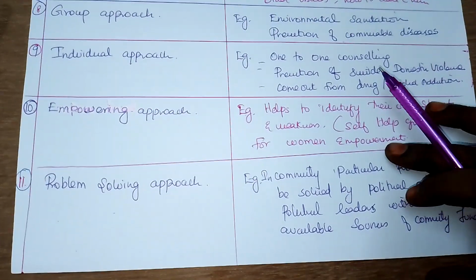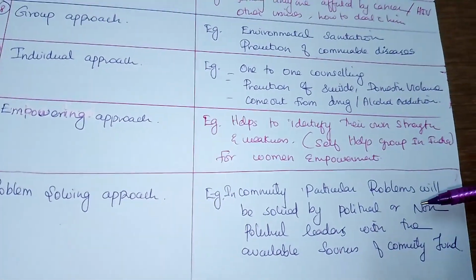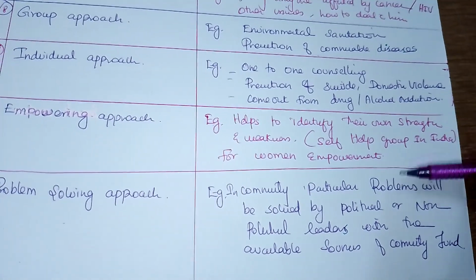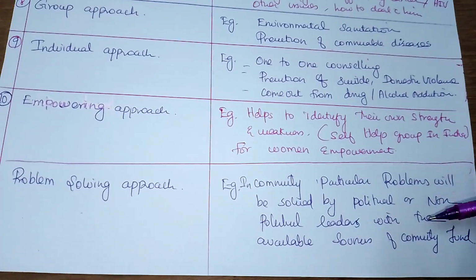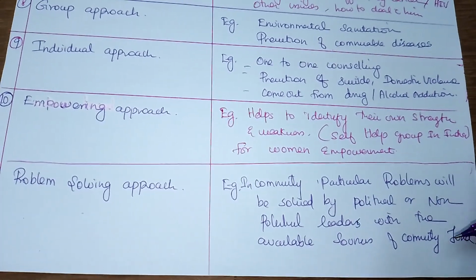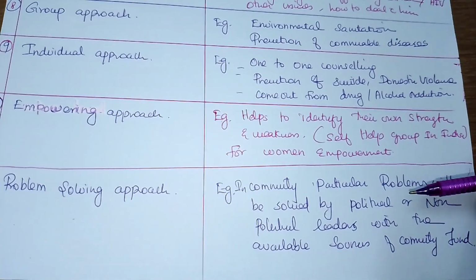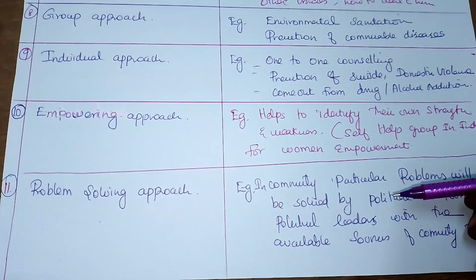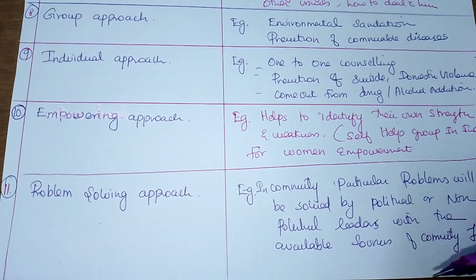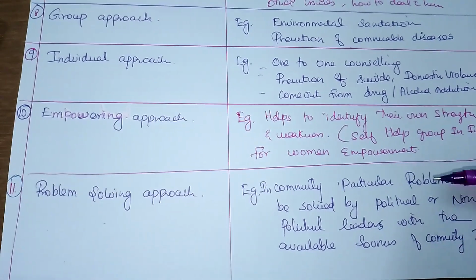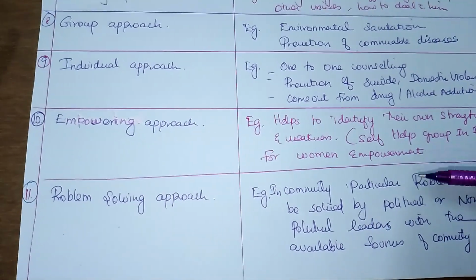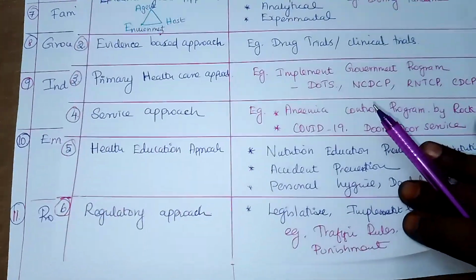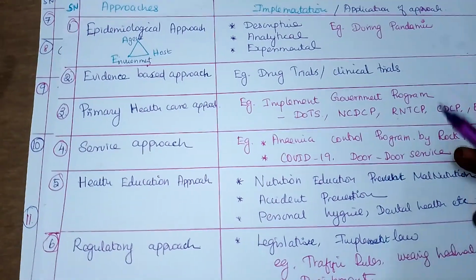Next is the problem-solving approach. In a community, many problems will be there. How will these problems be solved by political or non-political leaders? They are available, with their resources. What resources are available? How can they conduct meetings with the leaders, identify their own problems and solve them? So if any question comes on the different approaches of community health nursing, you can write.